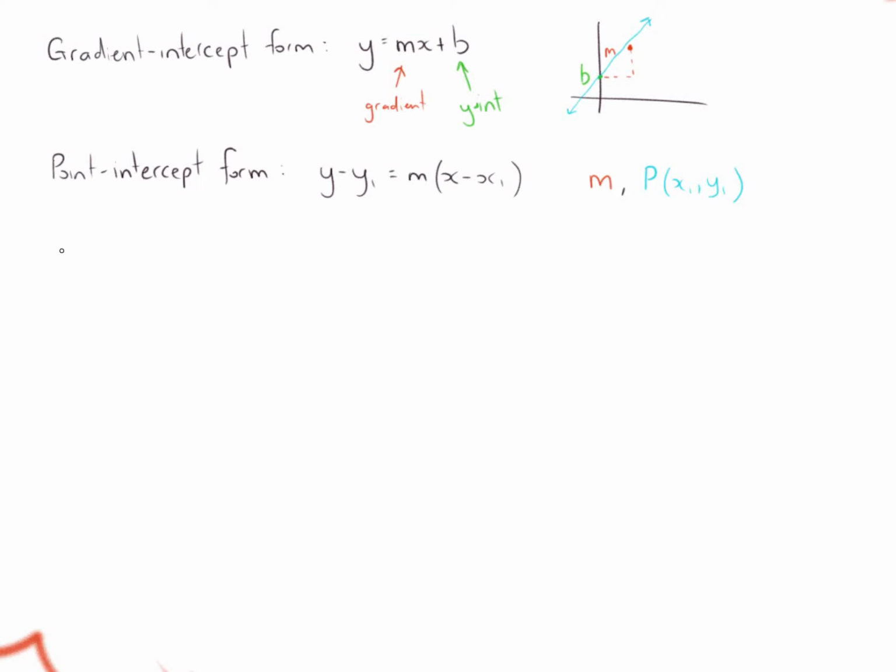Finally, we're going to talk about general form. General form of a straight line is written as follows: ax plus by plus c equals 0. Essentially what we're doing here is taking an equation and putting everything on the left-hand side. There are no fractions involved, so a, b and c are all integers.